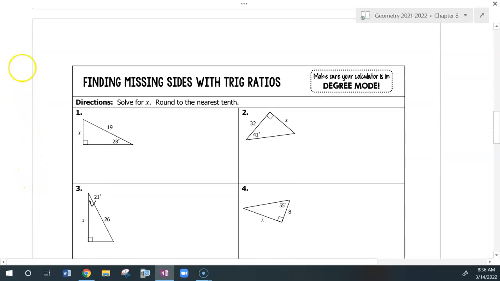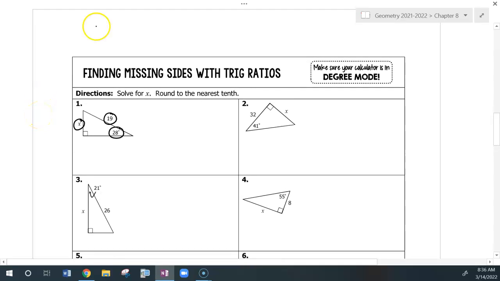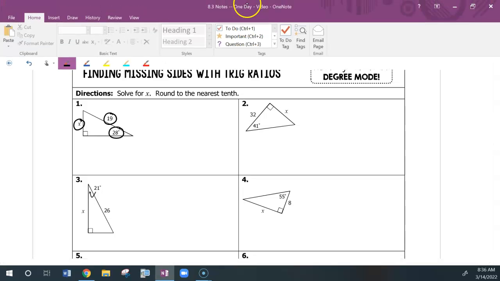All right, so now we're going to start using these ratios to find missing sides. So take a look at number 1. We want to find x, and all I have is the hypotenuse and an angle. So you can't use the Pythagorean theorem because you don't have two sides. But what you can do is use our trig ratios. So SOH CAH TOA.